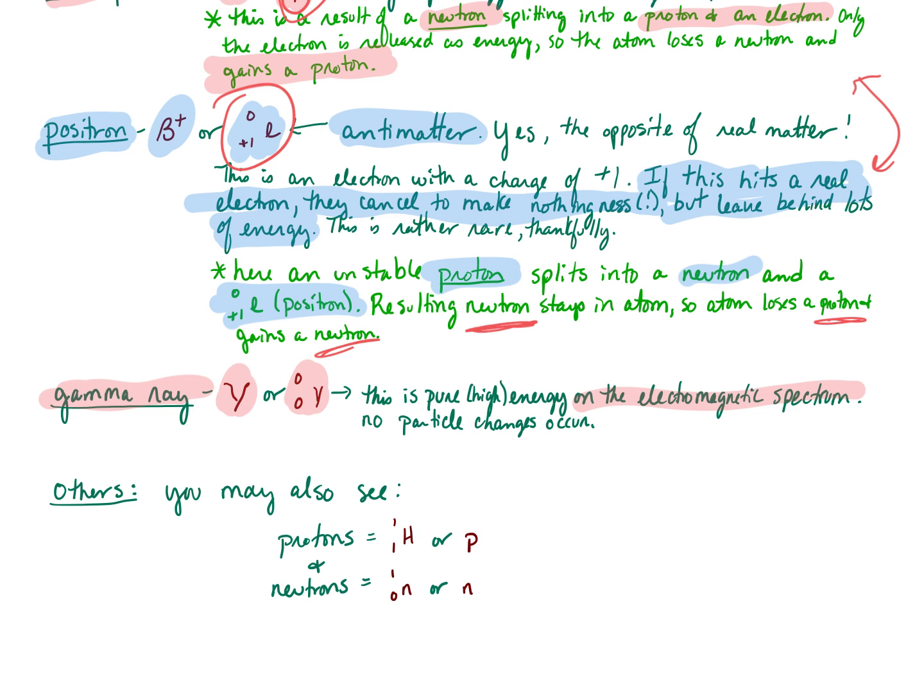Other things that can happen is that you can actually emit a proton by itself, which is 1 over 1 hydrogen, or just P. Or you could just have a neutron that comes out, which is 1 over 0 N, or just N. And so that pretty much gives you the wide array of things that we can have. We probably need to practice using them, though.